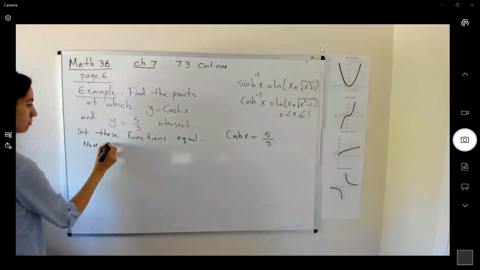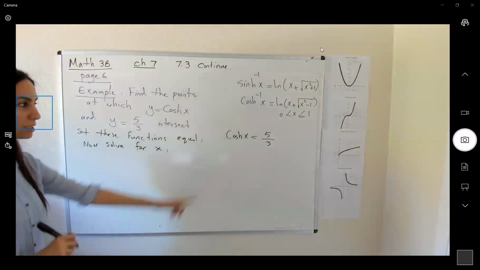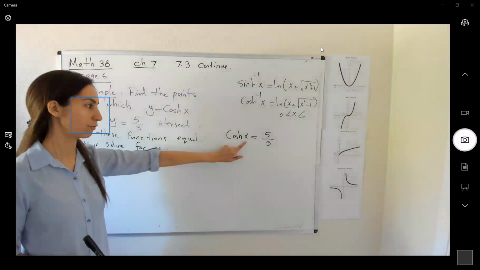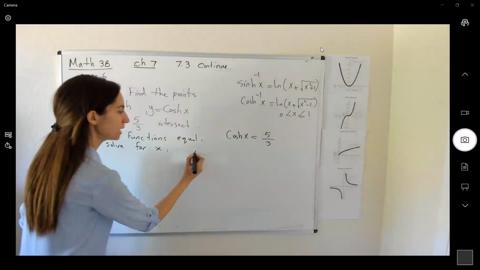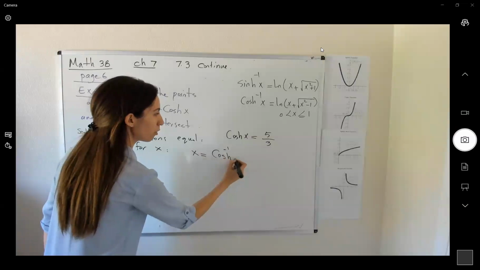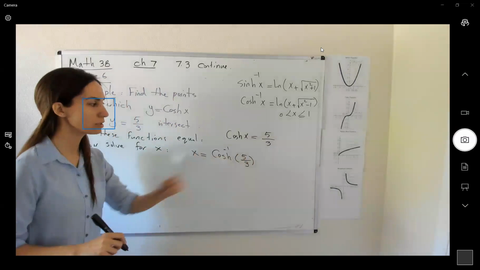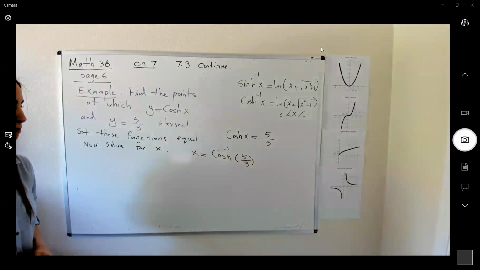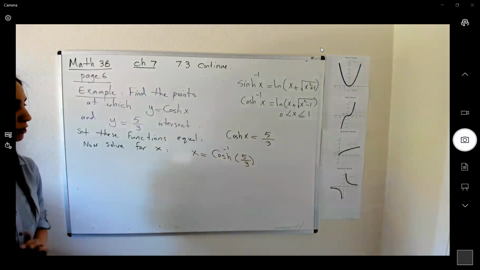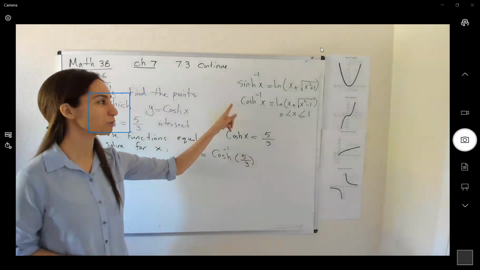Now, solve for x. It means that we have to isolate x on one side. So x is equal to inverse hyperbolic cosine of 5/3. Very well. Do we have a nice formula for inverse hyperbolic cosine?